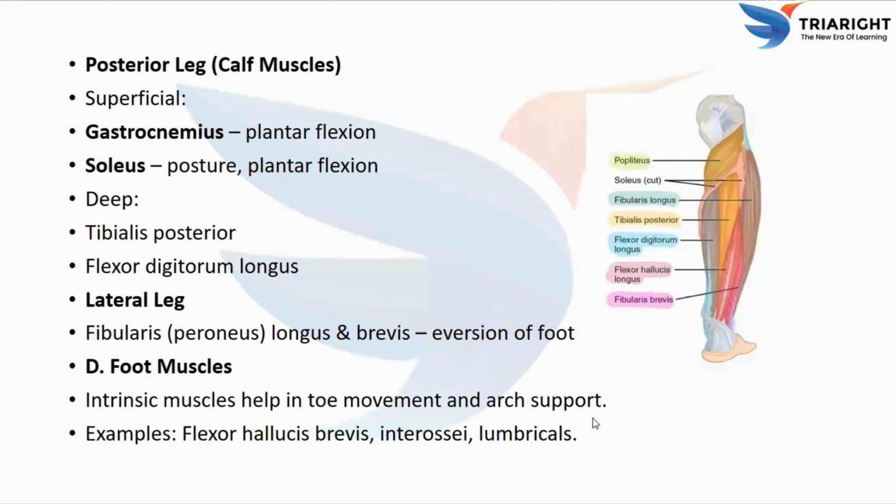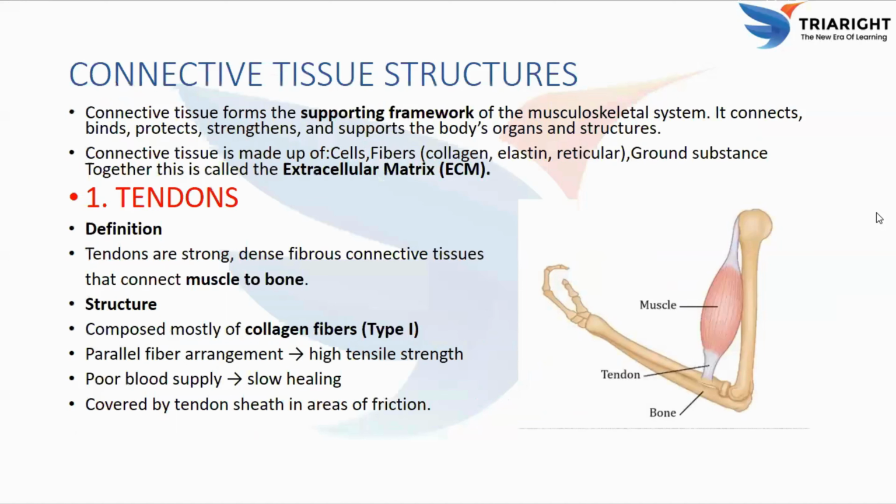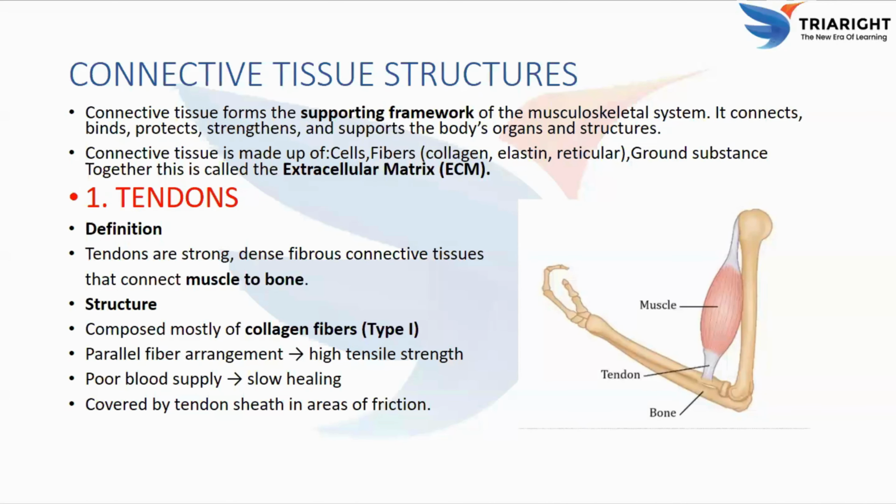So this is about the muscles of the human body. Now let's discuss the connective tissue structures. So what is a connective tissue? A connective tissue is a support system of the body. It connects different parts, like muscles to bones. It supports the organs. It also protects and strengthens the body. It is made up of cells, fibers like collagen, elastin, reticulin, and also ground substance. Together these form the extracellular matrix.